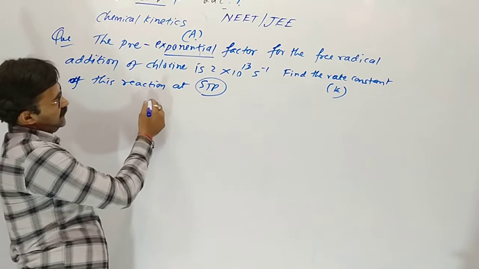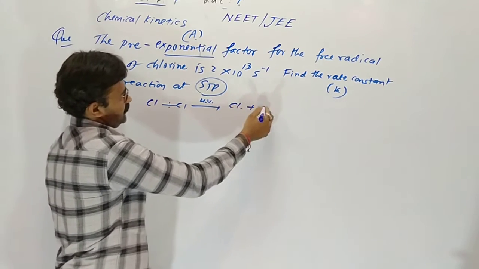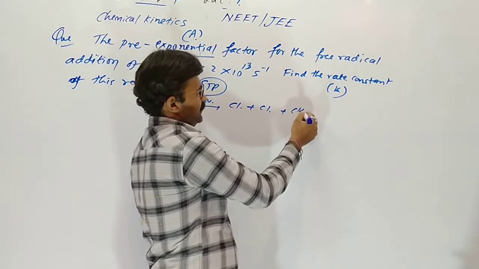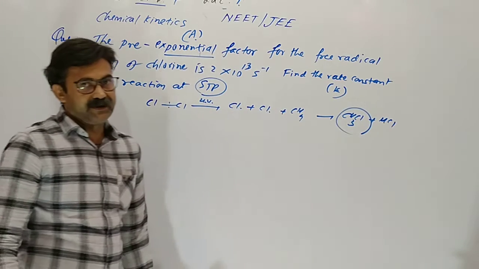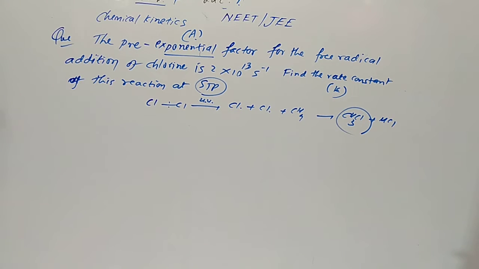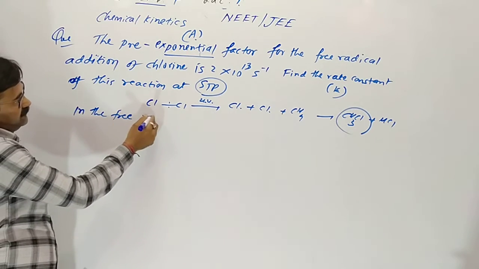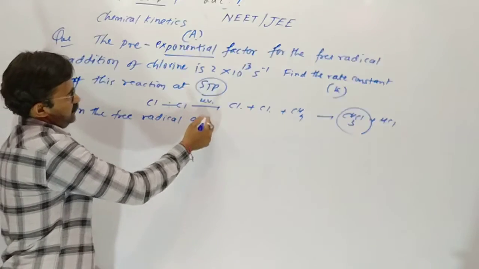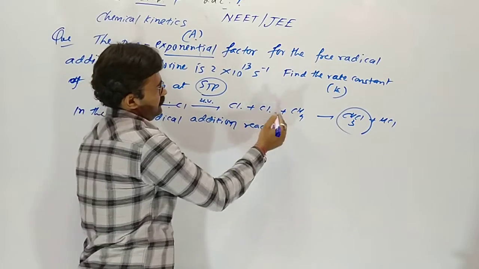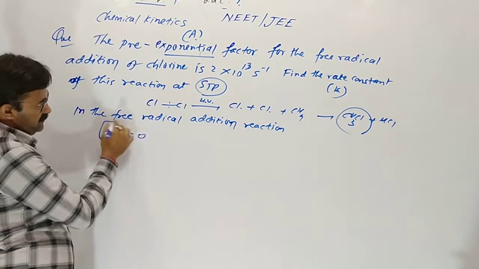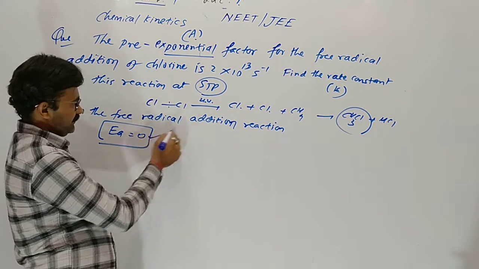Free radical of chlorine means in the presence of sunlight, breaking occurs here. So the free radical combines with methane and gives chloromethane and HCl. In the free radical addition reaction, the activation energy should be 0. Yes, in this reaction, activation energy is 0.